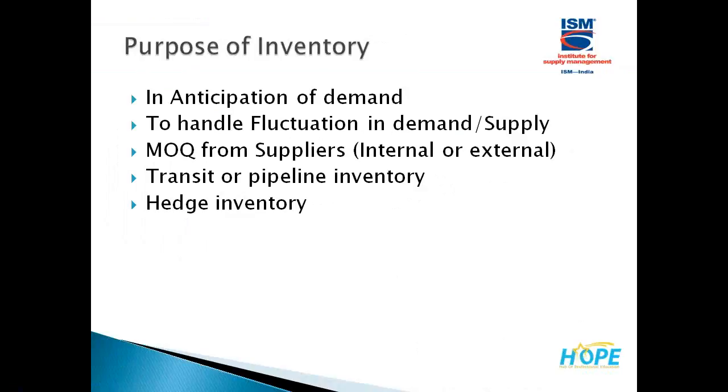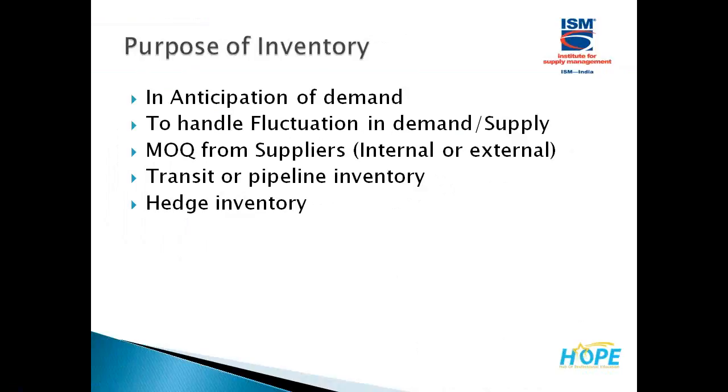Or to handle the fluctuation in demand and supply. For example, we keep safety stock in our system just to handle fluctuation in demand and supply. And third, we talk about the minimum order quantity, which we receive from the supplier.